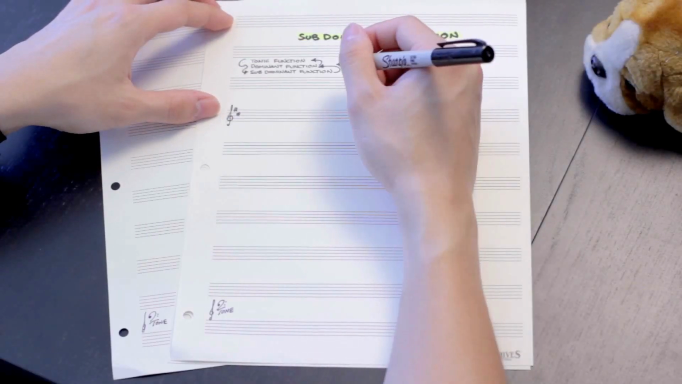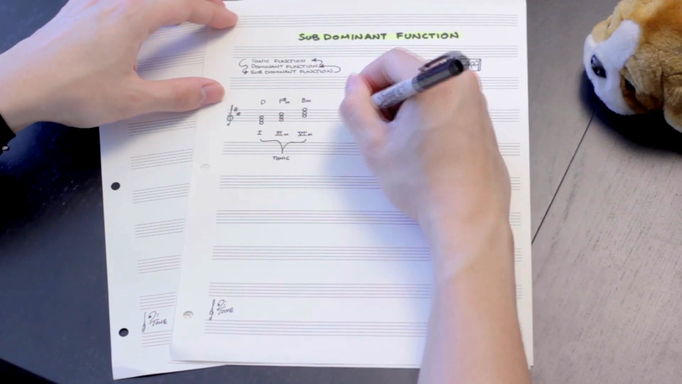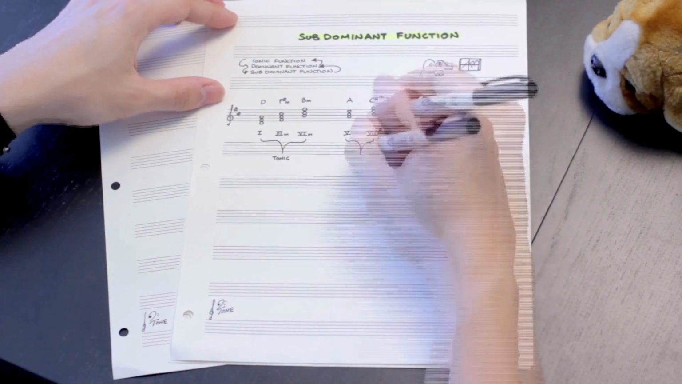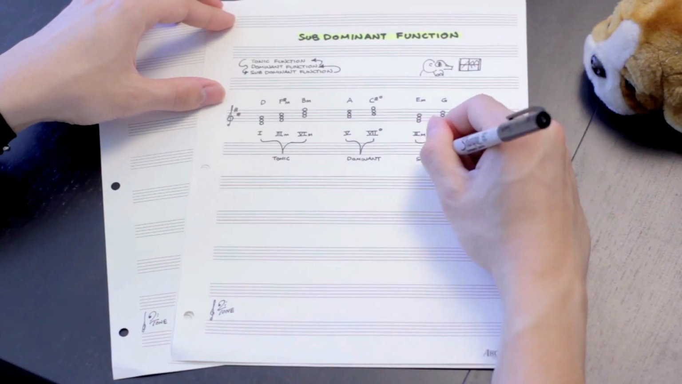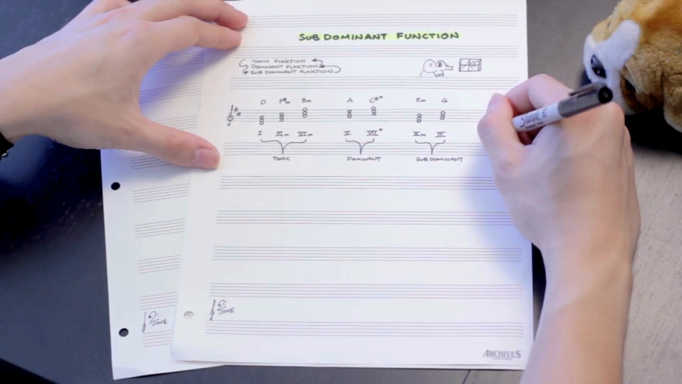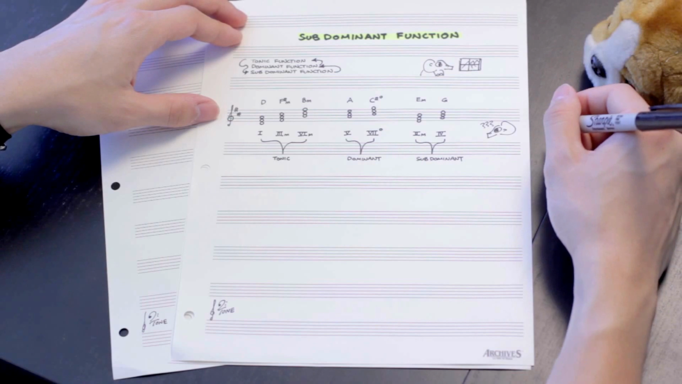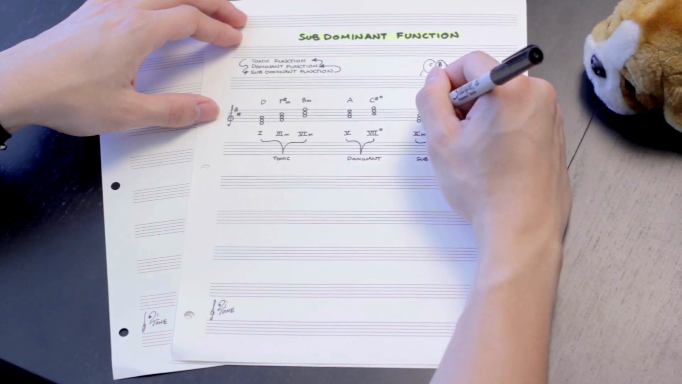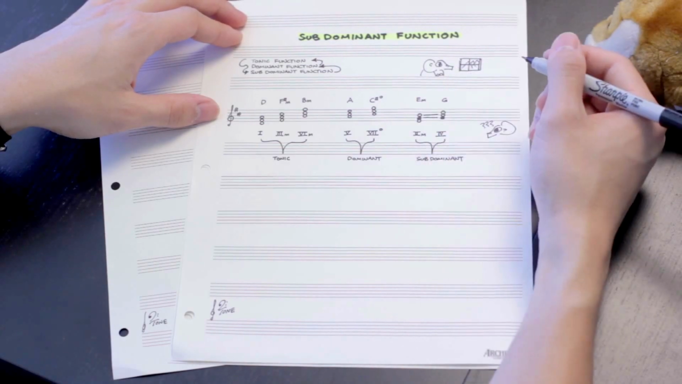Now, we've already seen that the 1 major, the 3 minor, and the 6 minor are tonic, while the 5 major and the 7 diminished are dominant. That leaves the 2 minor and the 4 major to play the role of subdominant. Those of you who've watched our previous videos may already be wondering what common note gives these chords their shared function. All primary subdominant chords share 2 notes in common, the 4th degree of the scale and the 6th, but it's the 4th that really gives it its distinct sound.